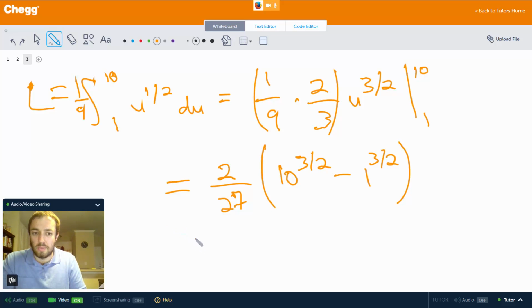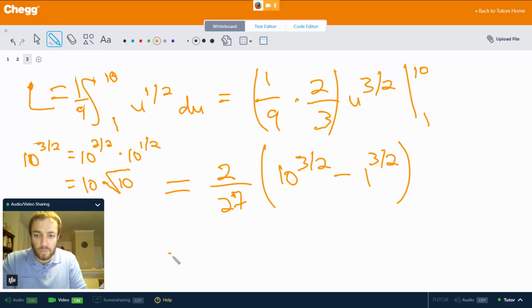10 to the 3/2, we can write as 10 root 10, because 10 to the 3/2 is the same thing as 10 to the 2/2 times 10 to the 1/2. Remember, if you have the same base, add the exponents: 2/2 plus 1/2 is 3/2. 10 to the 2/2 is 10 to the first, which is 10, and 10 to the 1/2 is the square root of 10. So this is 2 over 27 times 10 root 10 minus just plain old 1, because 1 to the 3/2 is, of course, just 1. And this is our final answer right here.